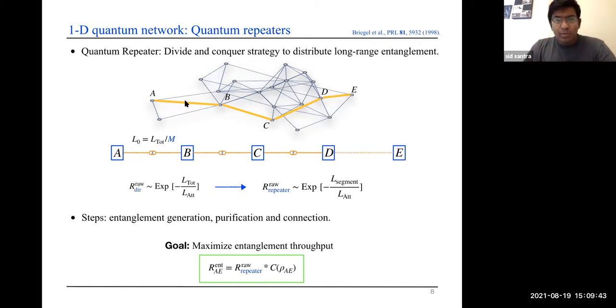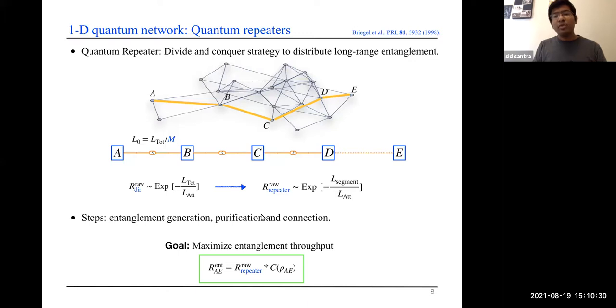So in this process of distributing entanglement between A and E, there are three basic steps involved. And the first is the entanglement generation, which essentially creates short-range entanglement between, let's say, neighboring nodes. The entanglement is generated independently over all the network nodes and asynchronously over all the segments. But of course, the generated entanglement typically is not in the form of perfect Bell states. So there is a loss of entanglement quality even as the states are generated.